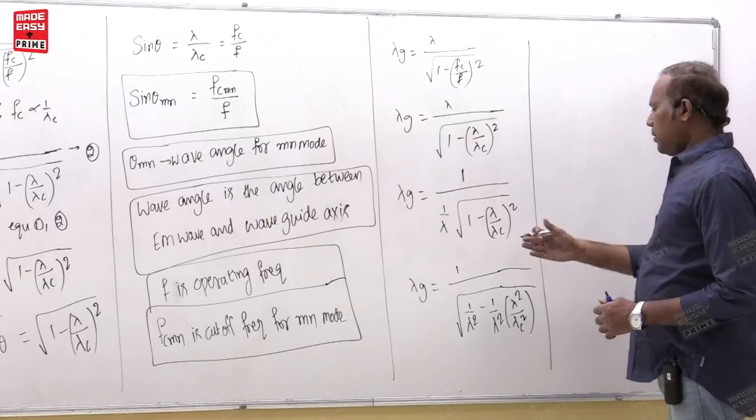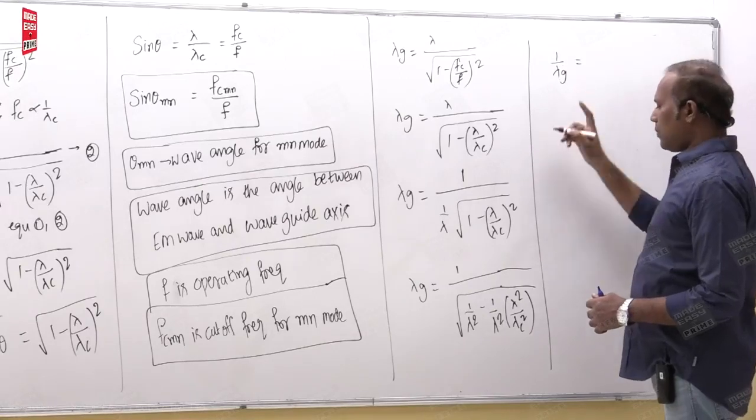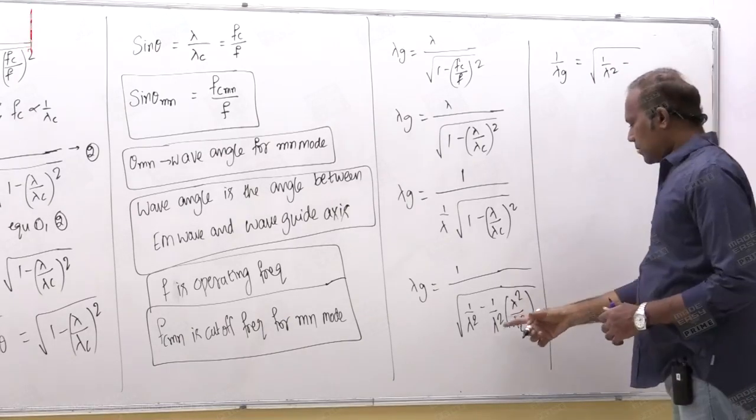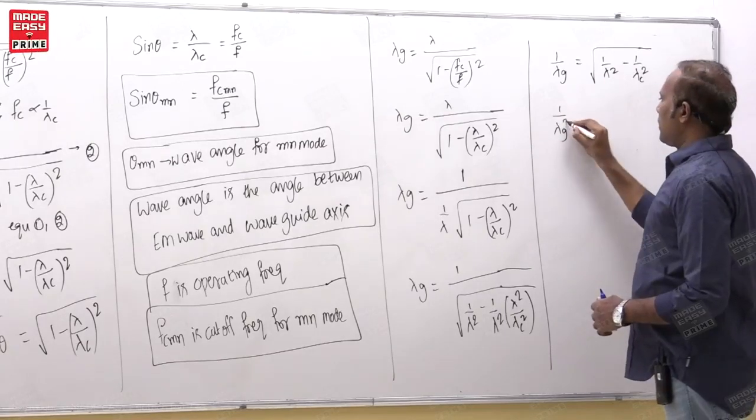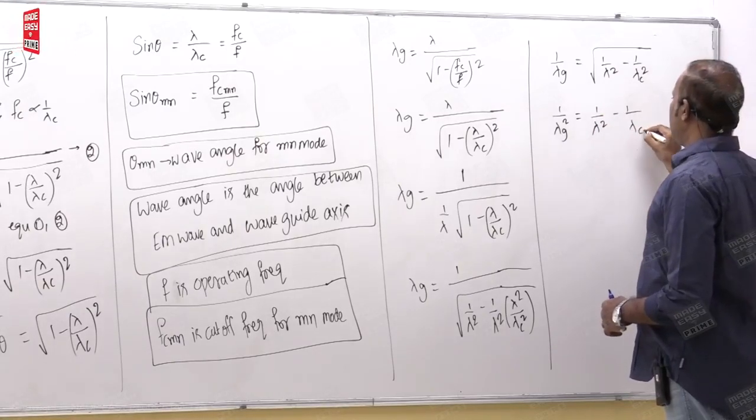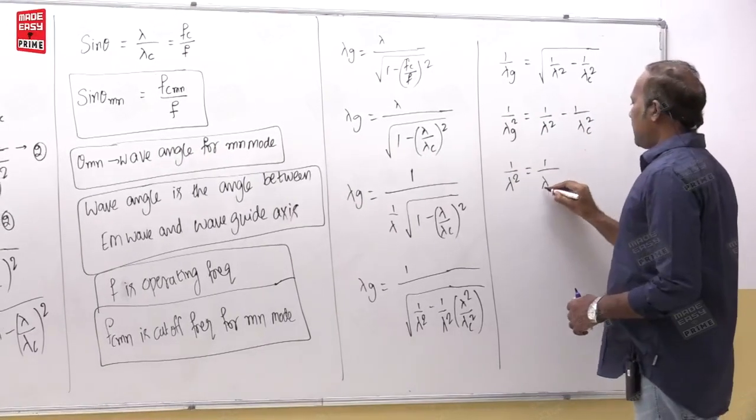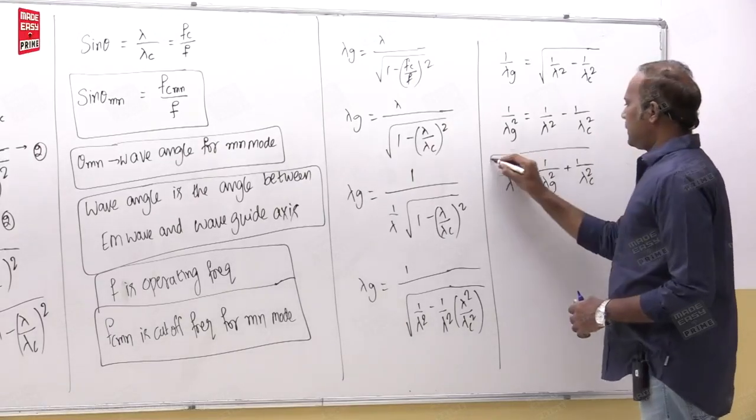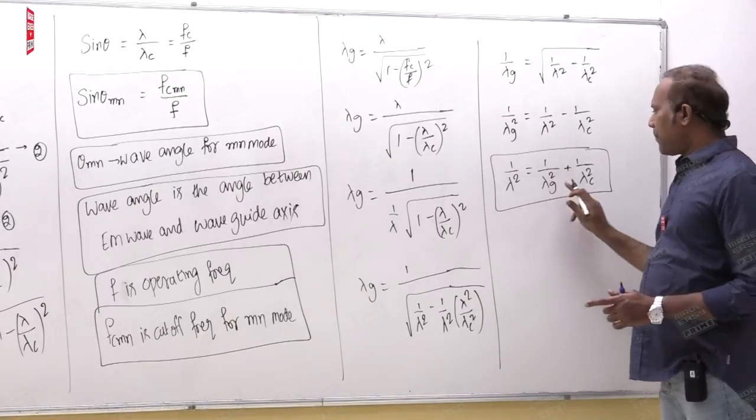Now you take reciprocal both sides. Reciprocal: 1 by lambda g is root of 1 by lambda square minus 1 by lambda c square, and 1 by lambda g square is equal to, take whole square, 1 by lambda square minus 1 by lambda c square. So 1 by lambda square is equal to, you send this side, 1 by lambda g square plus 1 by lambda c square, like this. So this is the relation between lambda, lambda g, lambda c.